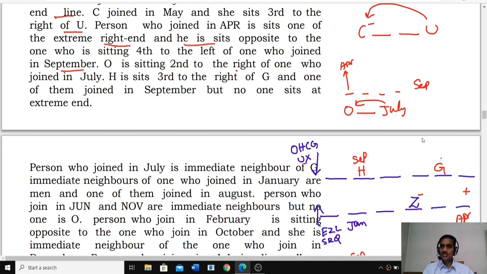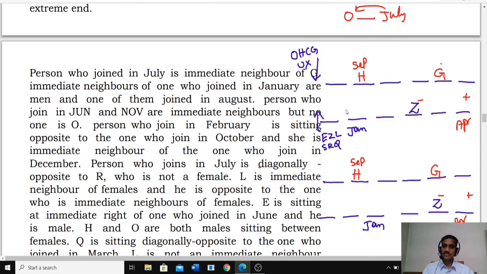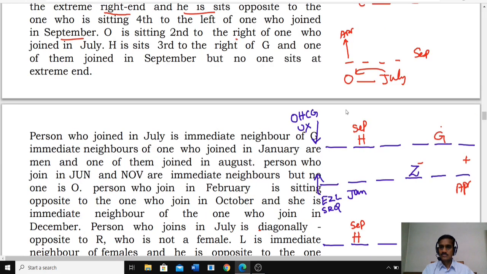In the moment, we have U and C remaining. C is third to the right of U. If U is here, 1, 2, 3, C is here. Hence how many possibilities do we have? Two possibilities. And U and C. And next one.